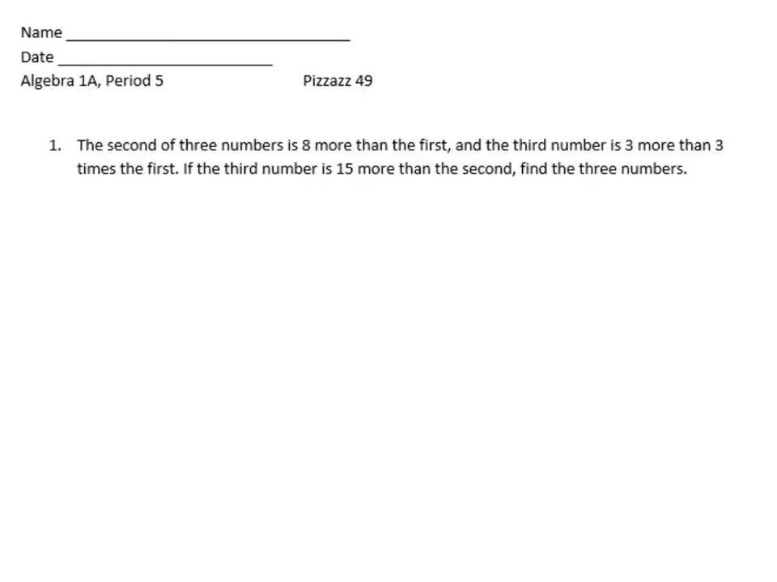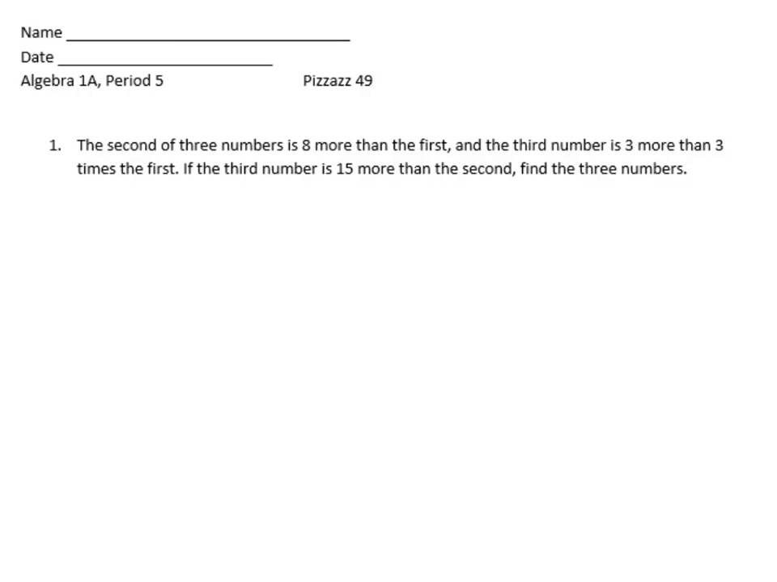The first problem says the second of three numbers is 8 more than the first. And the third number is 3 more than 3 times the first. If the third number is 15 more than the second, find the three numbers.